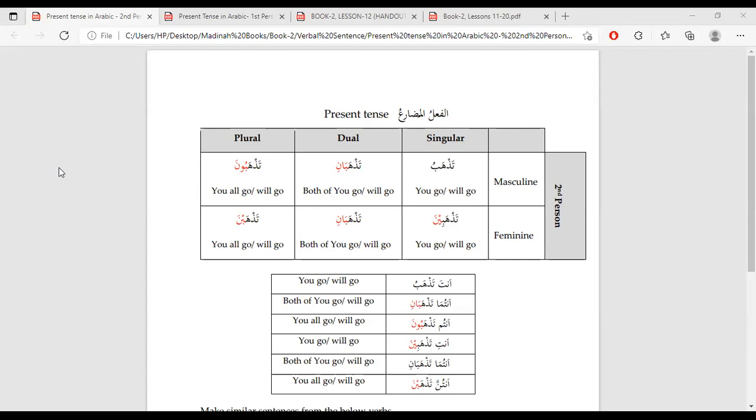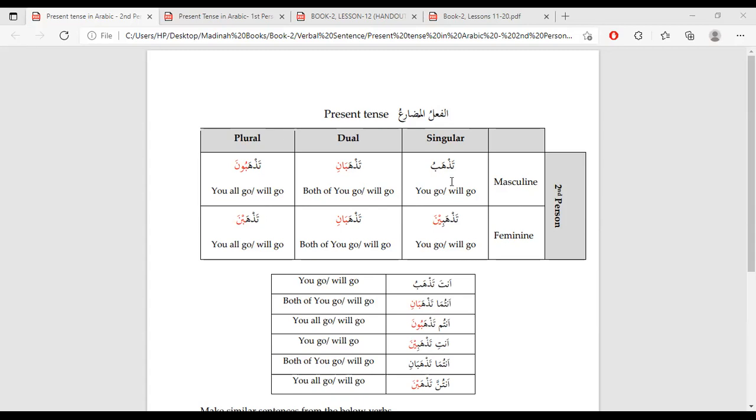Inshallah, lesson number 12 we started yesterday, and again a bit of review, and then inshallah we will go to the text. So present tense, this lesson basically focuses on the second person in the present tense, al-fi'l wal-mudari'. So when we want to talk about someone who is right in front of us, so we want to say you go or you will go.